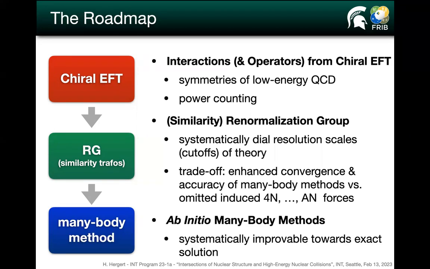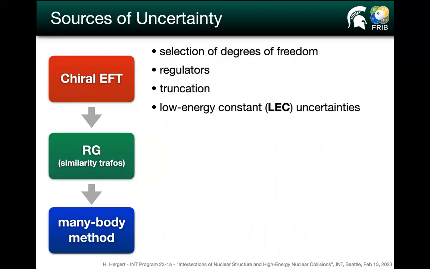And then last but not least, there's the ab initio many-body method, where the definition of ab initio to me means that we have an approach that solves the Schrödinger equation with approximations that I can systematically improve upon so that I can converge to the exact result. And while doing so, if I have a systematic convergence, I should be able to quantify the uncertainties that I have because of using a finite order truncation of some sort. That brings me towards mentioning these sources of uncertainties. In chiral EFT, there are a bunch of them.